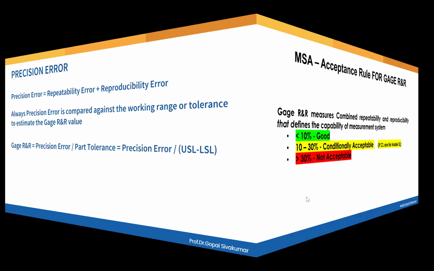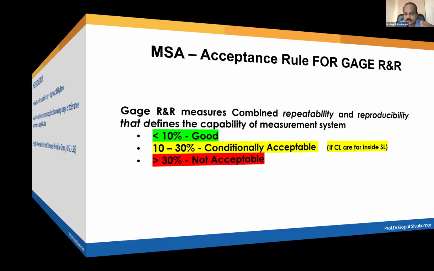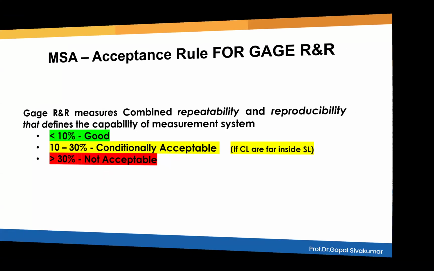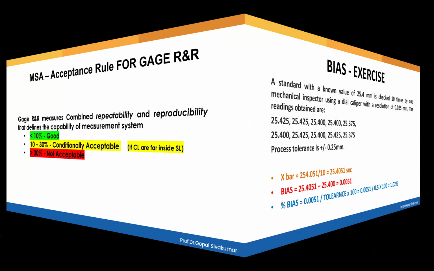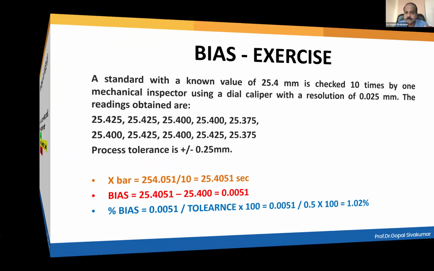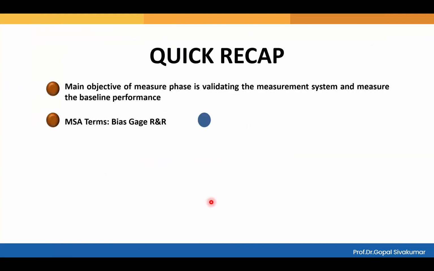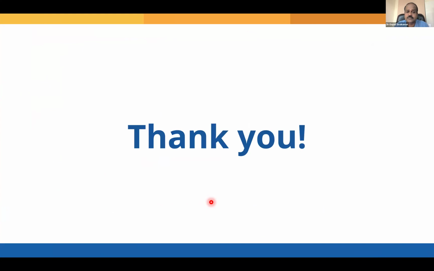The gauge R&R should be less than 10%. Then only the measurement system is considered good. Otherwise, in certain cases, 10 to 30% you can conditionally accept. But in any case, more than 30%, you should not accept. And when you want to calculate bias, you add all the readings, calculate the average, and find the difference between the average and the standard value. The difference is known as bias, right? And this is what we discussed about the measure phase.